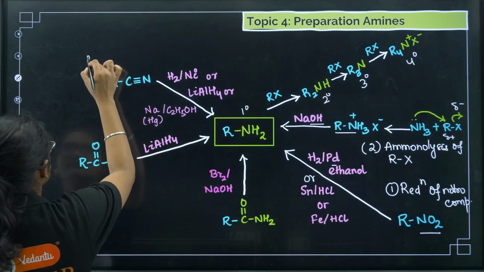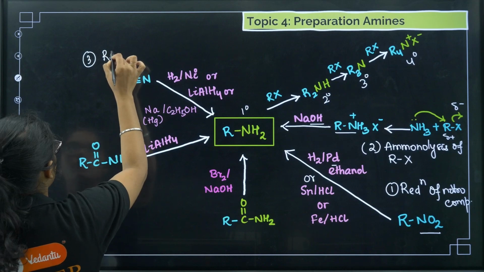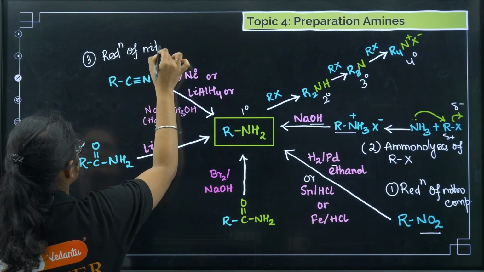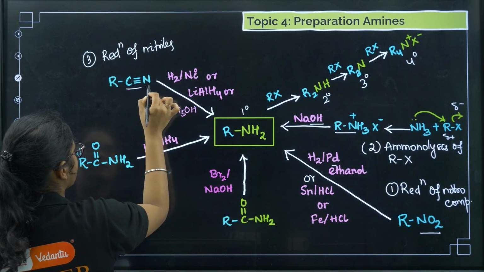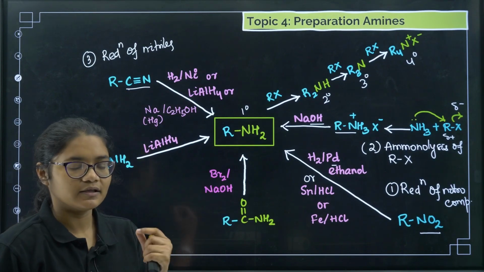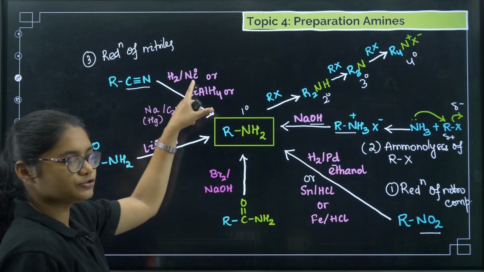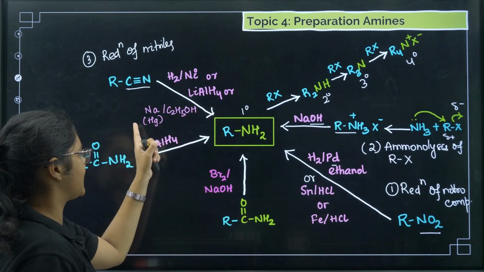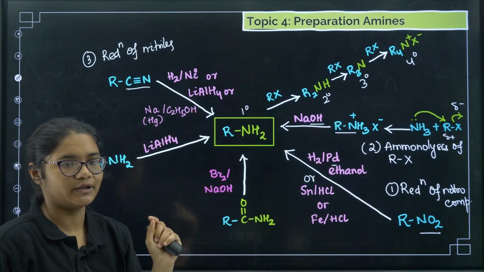So the third one is reduction of nitriles, that is RCN reduction. Again you should remember the reagents here. You can use H2 nickel, or you can use LiAlH4, or you can use sodium amalgam with C2H5OH.